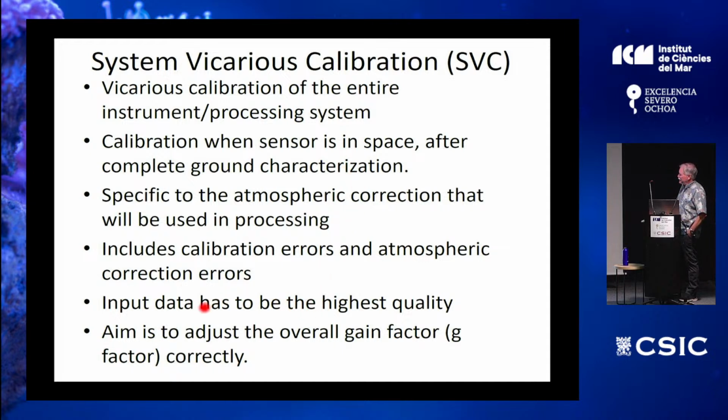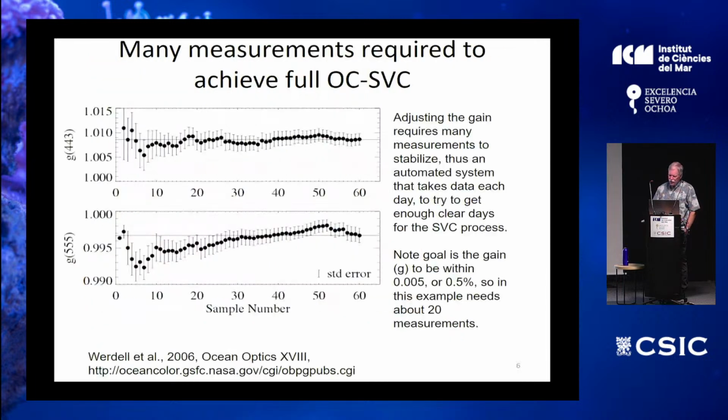Big thing for me is the input data has to be the highest quality to be able to do it. So, and you need a lot of measurements. This is an example from SeaWiFS, which was an ocean color satellite that NASA had.